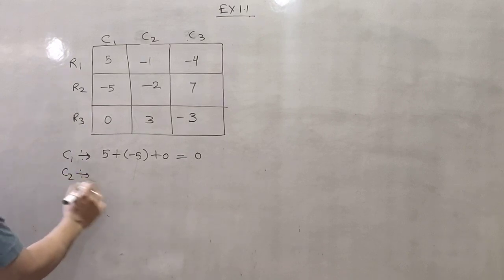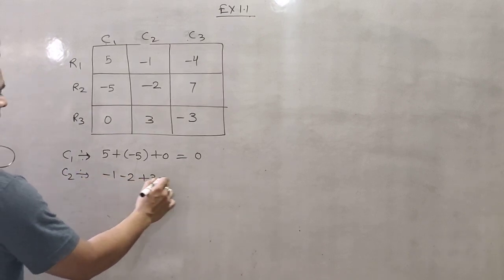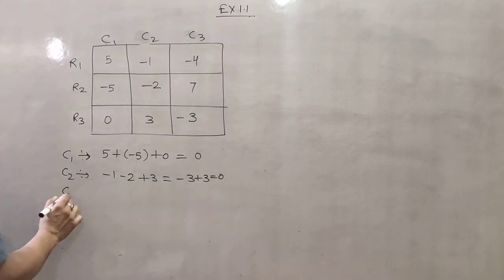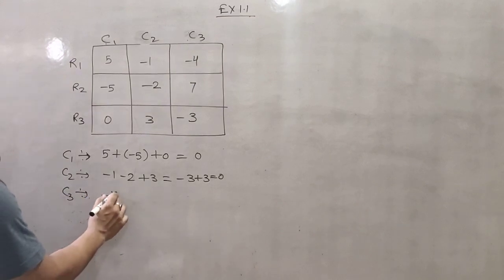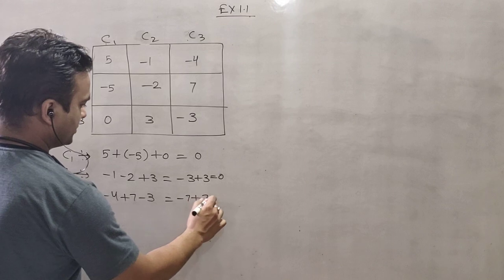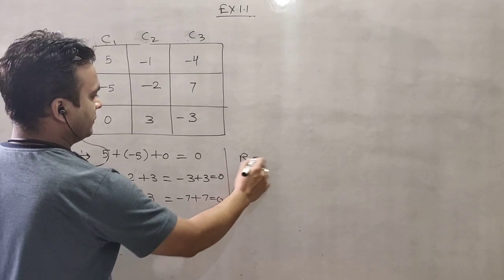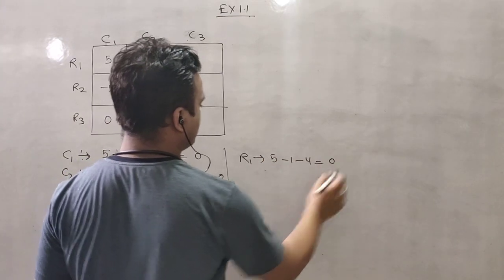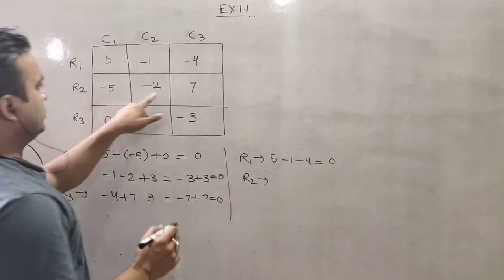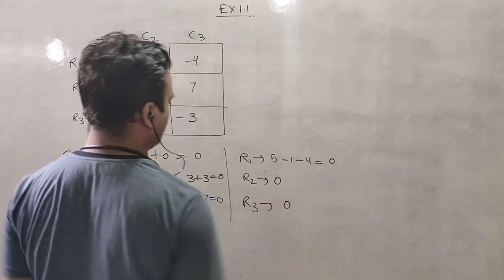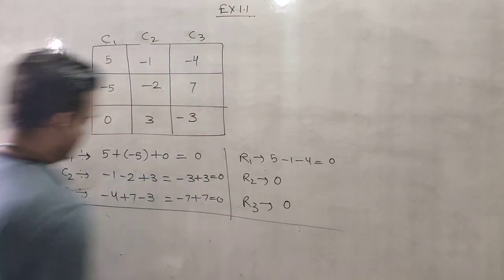Now for C2, minus 1 minus 2 plus 3. So you can see minus 1 minus 2 is minus 3, and minus 3 plus 3 is 0. Similarly for C3, minus 4 plus 7 minus 3, take the minus together first, minus 4 minus 3 is minus 7, plus 7 is 0. Similarly you can do with R1. R1 will be 5 minus 1 minus 4, it is again 0. R2 is also 0, minus 5 minus 2 is minus 7, plus 7 is 0. R3 again 0.